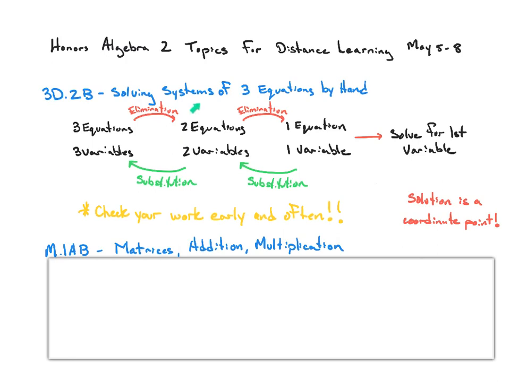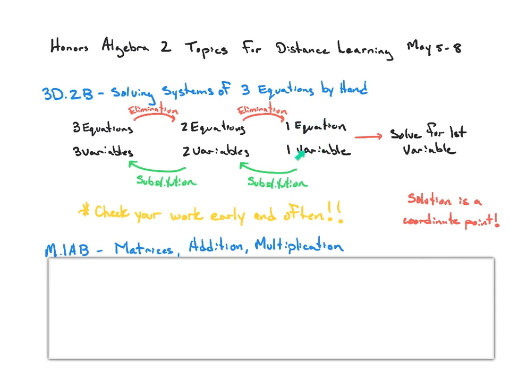You've done lots of systems before. You've used elimination and substitution before. But now we're going to do three equations with three variables, x, y, and z. The big idea is that you eliminate one of those variables, so you're down to two variables and you only need two equations. Then you eliminate another variable, so you're down to one variable, and you only need one equation.